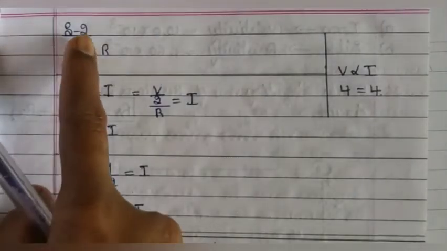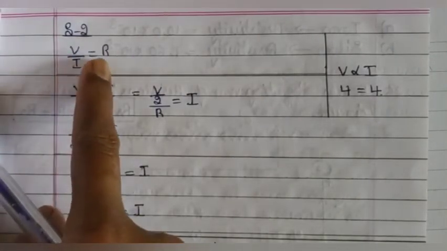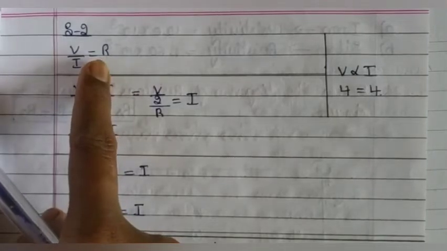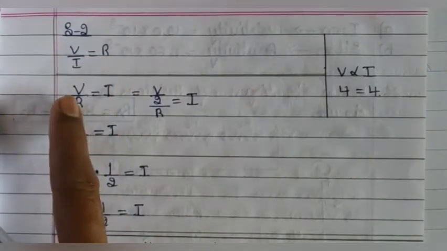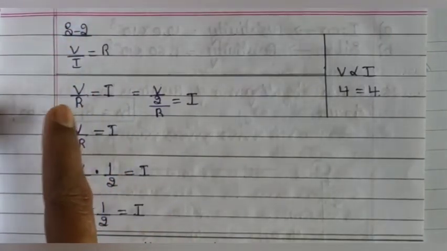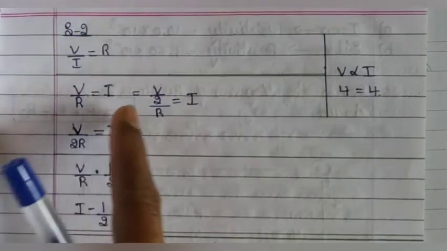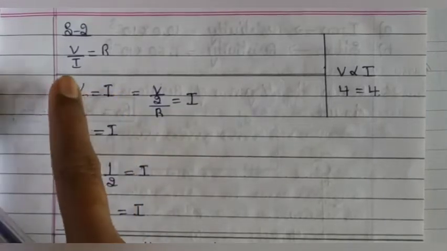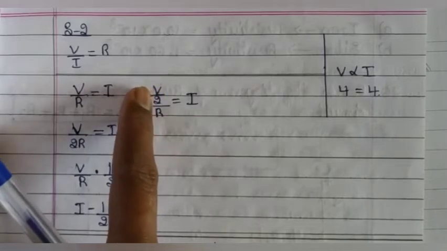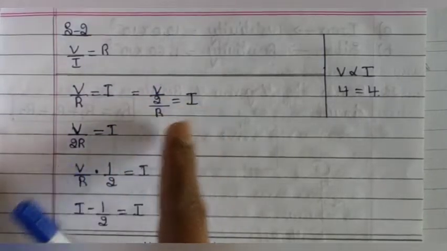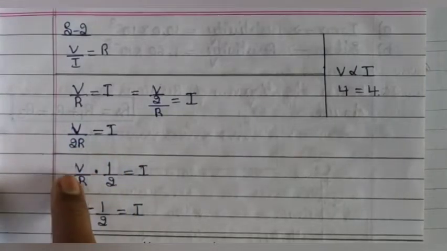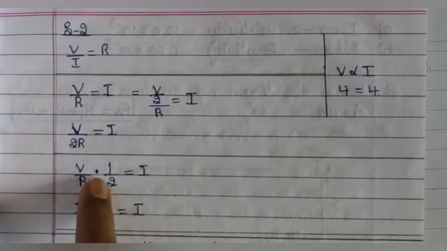Now come to step 2. V by I is equal to R. This is from Ohm's law. V by R is equal to I. The formula is converted according to the problem. Now substitute the values of V and R. V by 2 by R is equal to I. V by 2R is equal to I, which is V by R into 1 by 2.